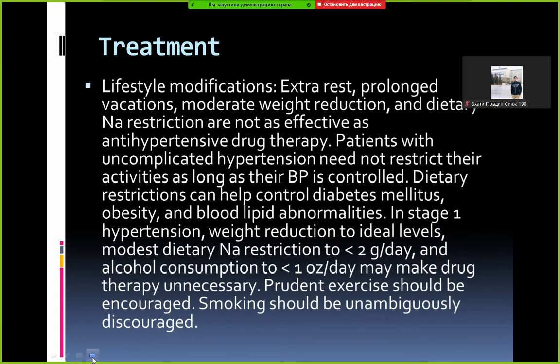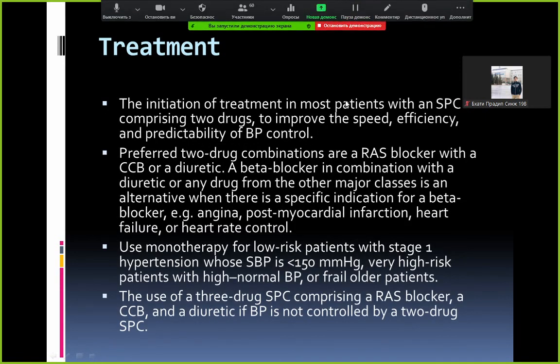So lifestyle modifications include extra rest, prolonged vacations, moderate weight reduction, dietary restriction of sodium, and so on. Smoking, stop smoking, and about core drug treatment.